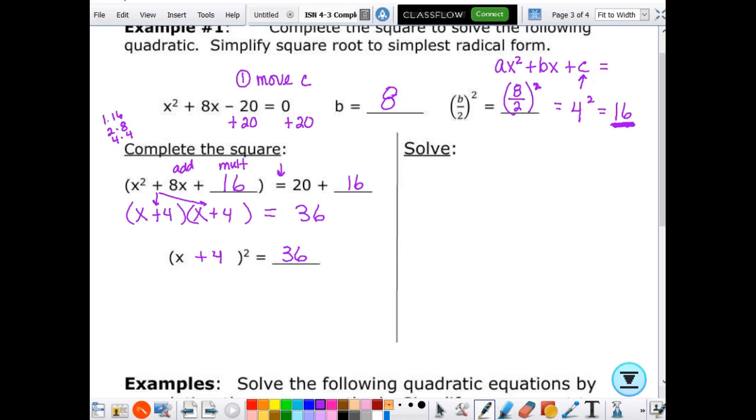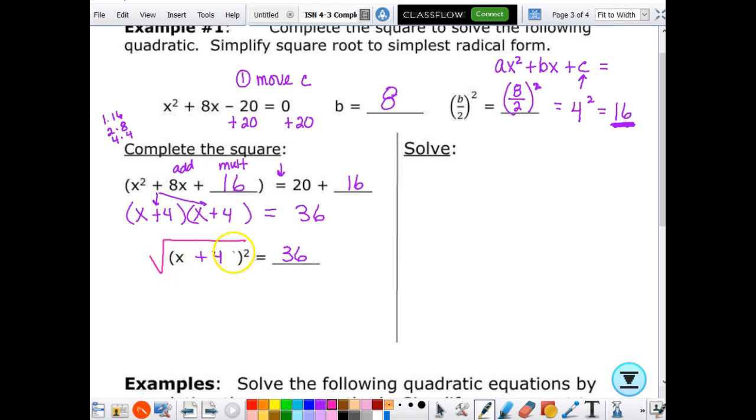Okay, so here's kind of a new part, but it's super easy. We're trying to figure out what that x is, guys. So we have to get rid of that squared, and we have to get rid of that 4. We're going to get rid of the squared first. To get rid of a squared, you do the opposite of squaring, which is square root.